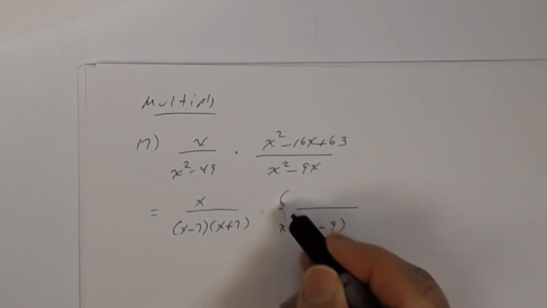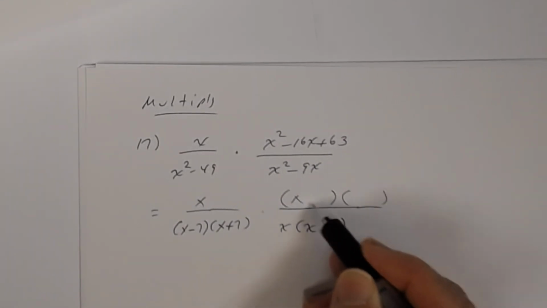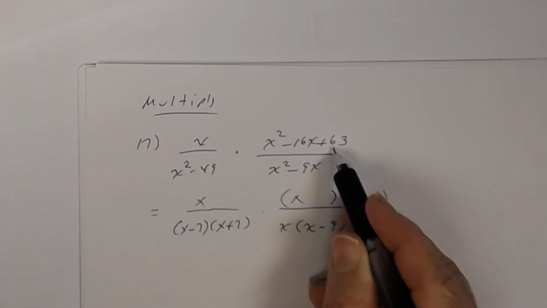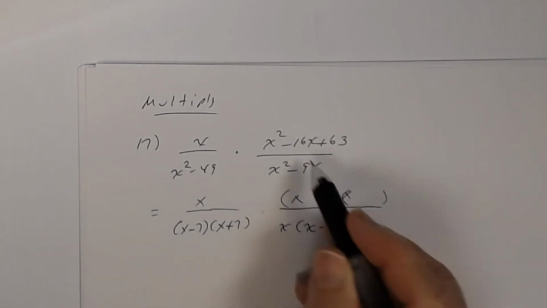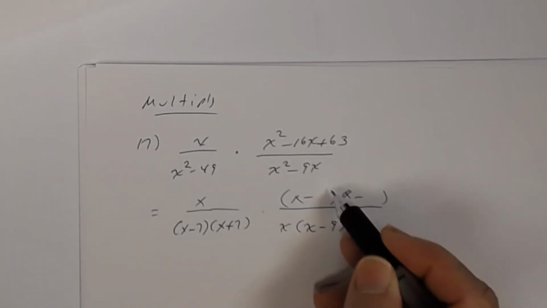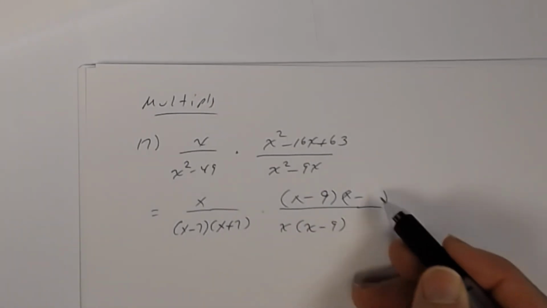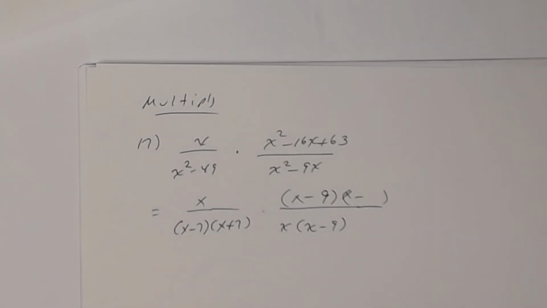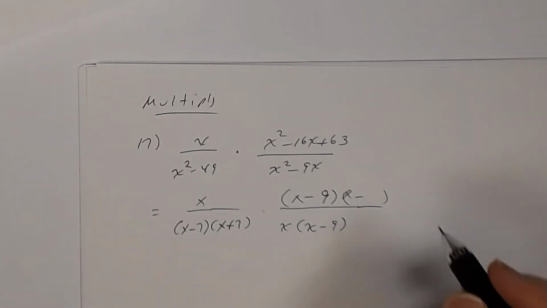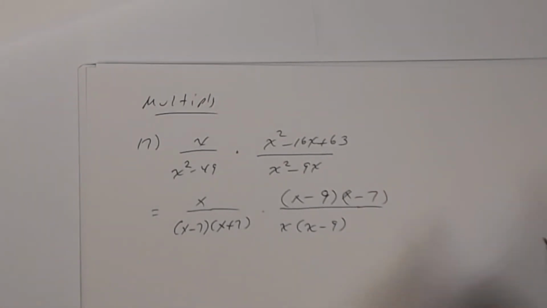And in the numerator, let's see, that's going to be x times x, the last sign's positive, so these signs are the same, they're both going to be negative. And let's try 9 and 6. So 9 and, let's see, 7. So let's try 9 and 7. And, okay, now let's go ahead and reduce.